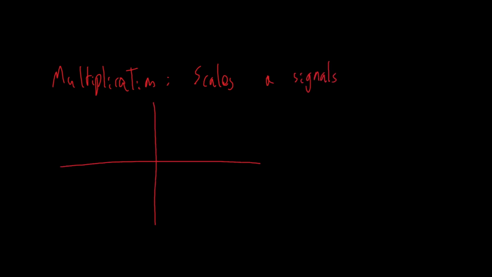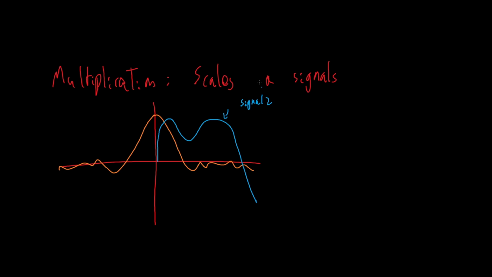So multiplication, let's get a pen. Multiplication scales a signal. It scales a signal for each element. So if you have two signals, say our impulse response, and some other random signal that we want to filter. We can call that signal 2, and that's our signal 1.